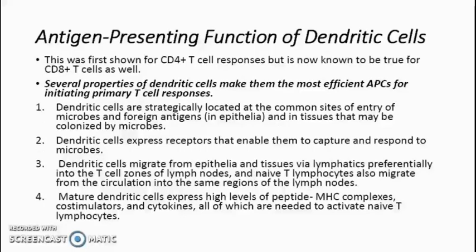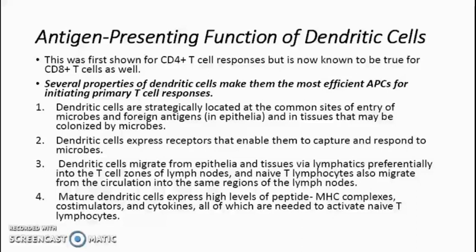The antigen-presenting function of dendritic cells. This was first shown for CD4 T cell responses, but is now known to be true for CD8 T cells as well. Several properties of dendritic cells make them the most efficient antigen-presenting cells for initiating primary T cell responses. Number one, dendritic cells are strategically located at the common site of entry of microbes and foreign antigen in epithelia and in tissue that may be colonized by microbes.